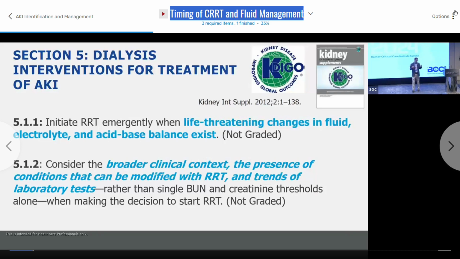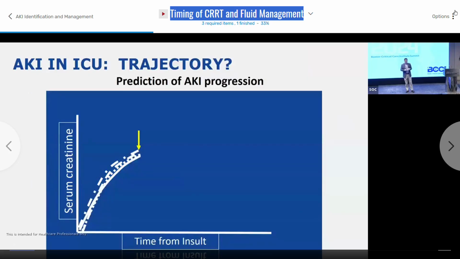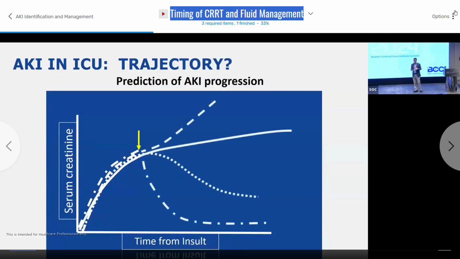Again, a nice touchy-feely statement, but it doesn't really help us at the moment of trying to decide what we're going to do. And when we're seeing our patients, if we're seeing them where the arrow is and creatinine is increasing and we've had a time from the insult, we don't really know what curve this patient's going to be on. And that's part of the problem, right? If they're on that bottom curve who is destined to just start getting better, would you have wanted to put them on dialysis? I mean, you may be introducing harm with no benefit for that patient.